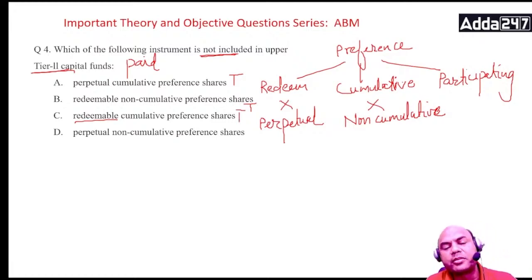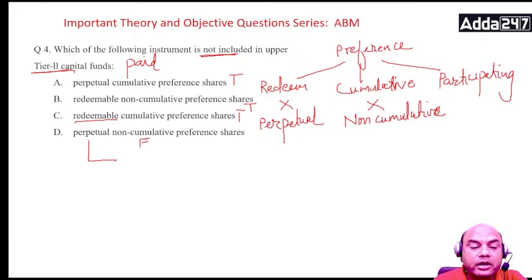Why? Because redeemable means what the word means. The customer can come to you anytime and tell you, see, take this your bond and give me back my money. That's it. PNCP, perpetual non-cumulative preference share. This is something not included. This is false, because this is a part of your tier 1 capital.